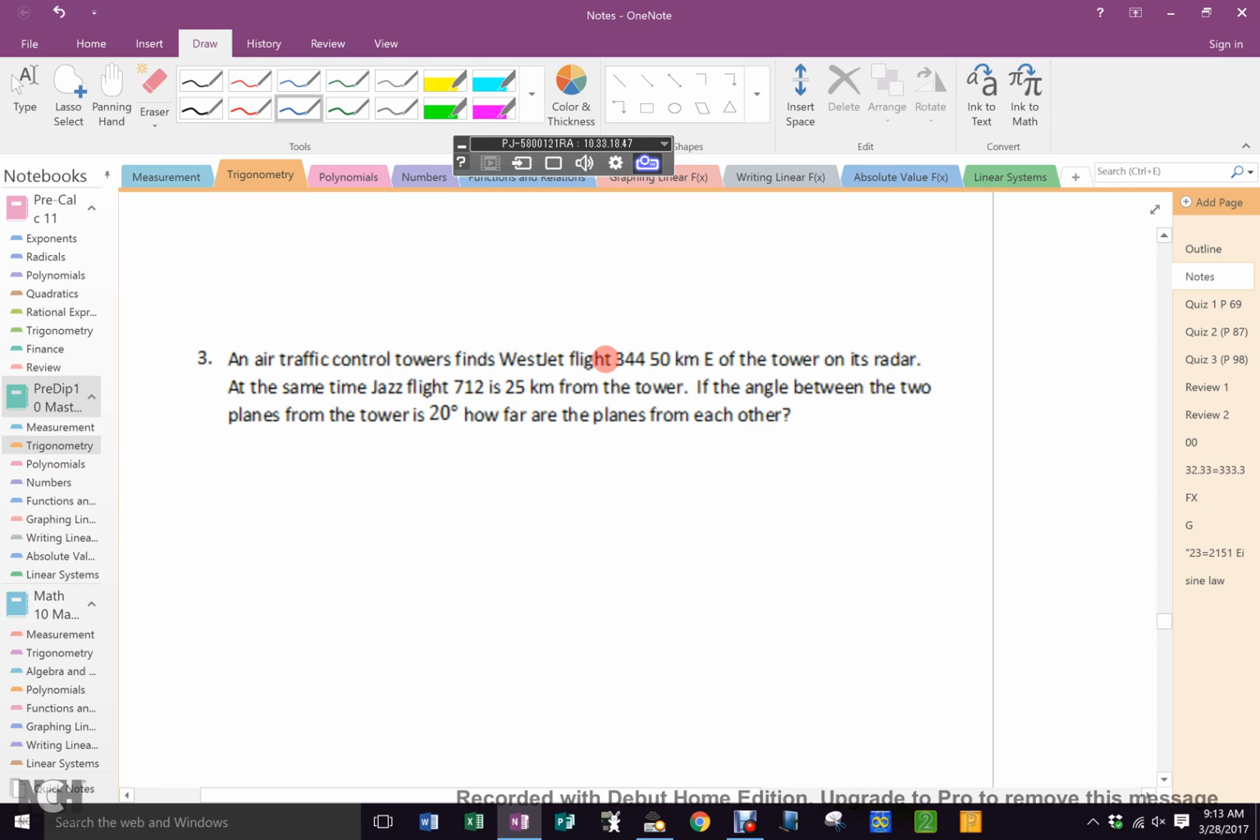This question, I took this question off a test from another province. And wait for it, it used to be on the test. And the kids looked at this number and they wrote 34,450 kilometers east. Apparently the plane was in space.